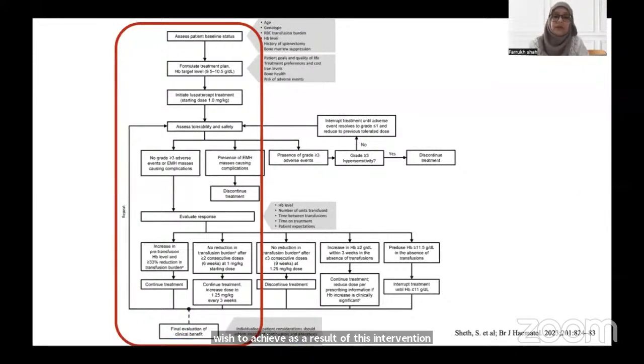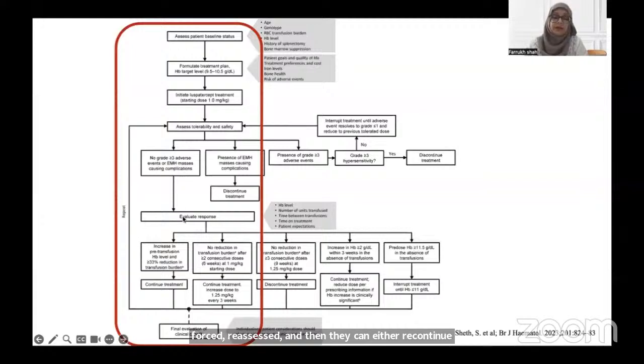You should then initiate therapy using 1 milligram per kilogram and administer that every 3 weeks and assess patients for tolerability and safety. If the patient doesn't have any grade 3 adverse events developing, and there's no evidence of any extramedullary hematopoiesis, then you can continue with that 1 milligram per kilogram. If they develop extramedullary hematopoietic masses, then it's important to discontinue therapy. And if they've got any grade 3 adverse events, then therapy should be paused, reassessed, and then they can either recontinue or you can discontinue the therapy.